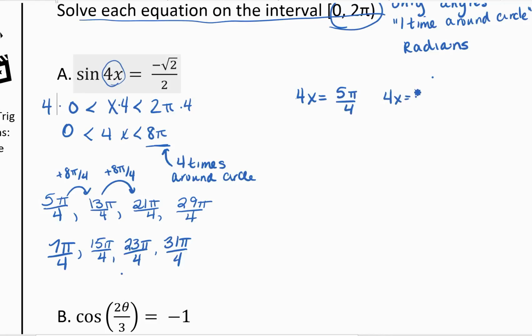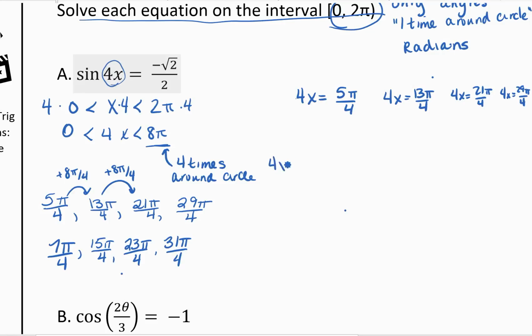4x is equal to 13 pi over 4. 4x equals 21 pi over 4. 4x equals 29 pi over 4. And then we have the other 4 of them.